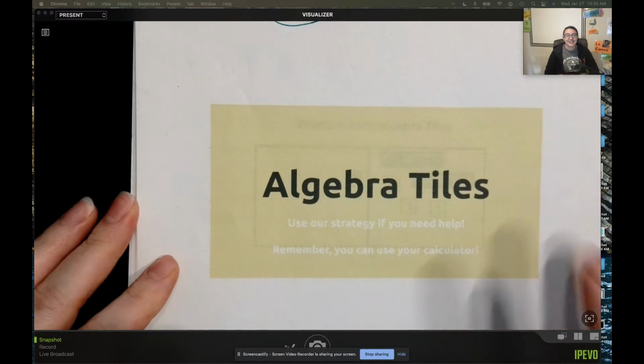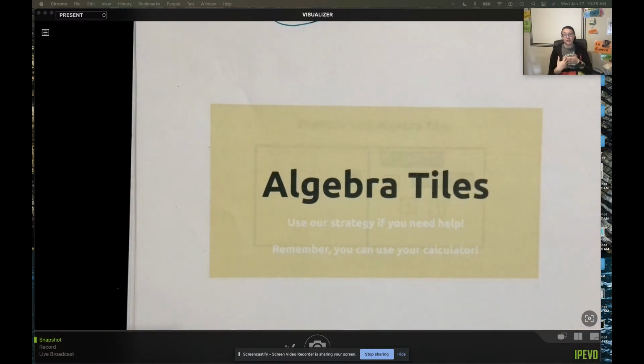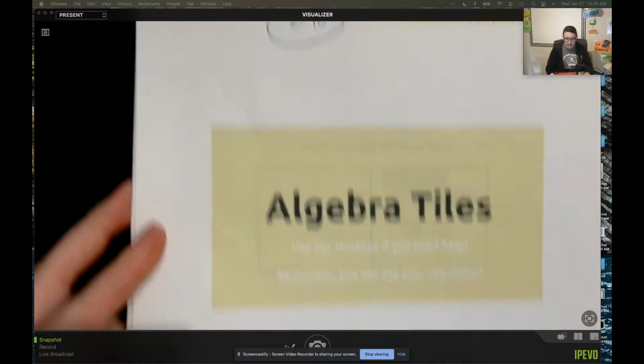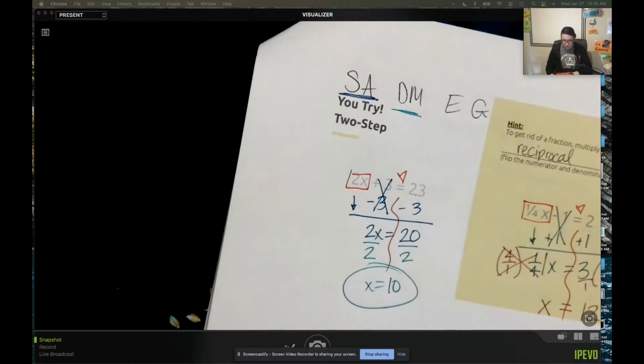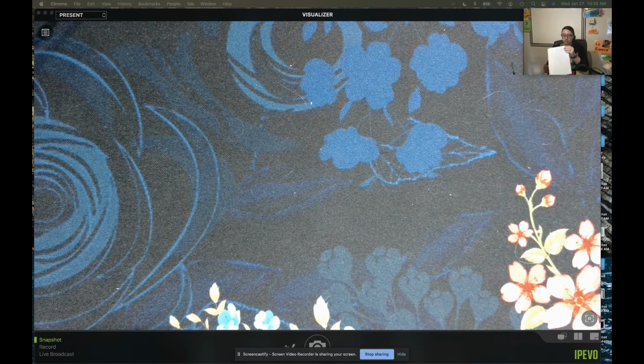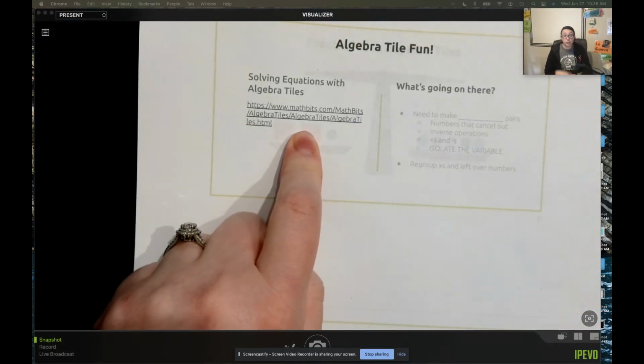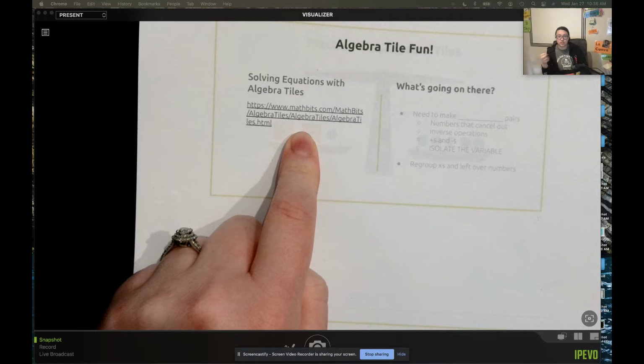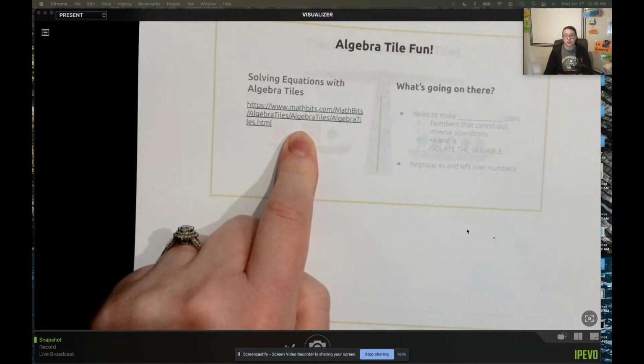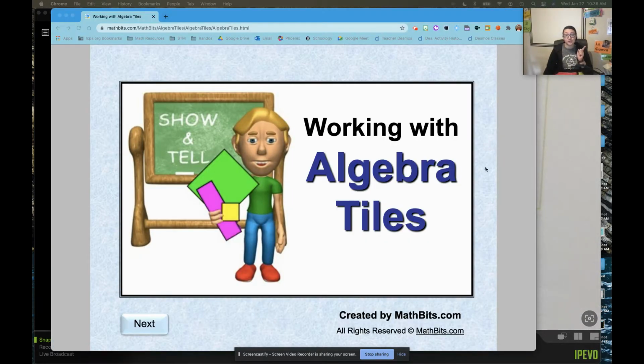All right, now let's talk about using algebra tiles to help us solve these problems and to represent these types of problems. So there's a link here that you guys can use to help you visualize and see algebra tiles. That's going to help you guys out. So here's what the website looks like. And I'm just going to talk you guys through what we're doing when we have these algebra tiles.